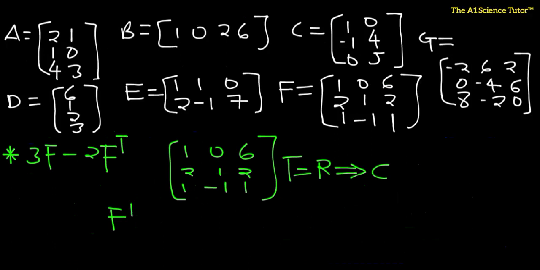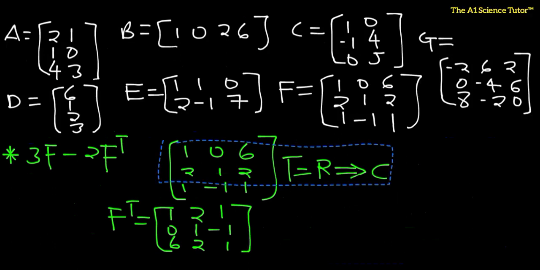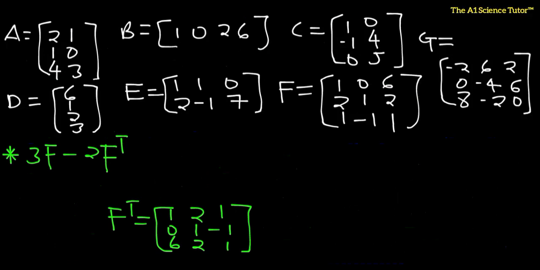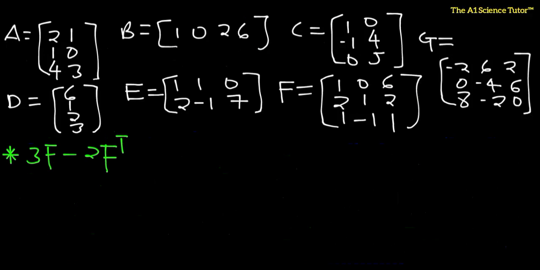Now, F transpose is going to be 1, 0, 6, and we will have 2, 1, 2, and this is going to be 1, minus 1 and 1. So this is actually F transpose. Now we need to add it to F itself. But before we do that, we need to multiply 2 as a scalar to this matrix. So let's take everything gradually. So first off, we have F transpose, and that has been written. So we need to multiply 2 by F transpose.